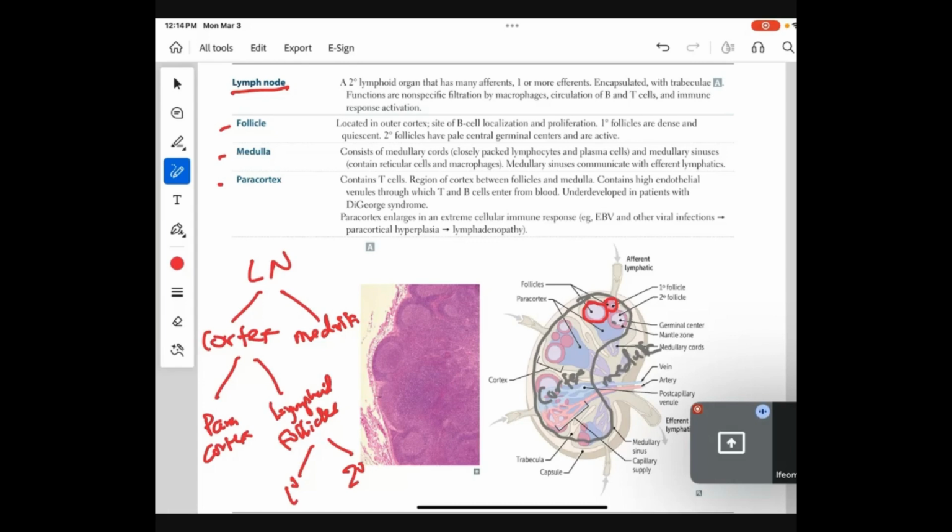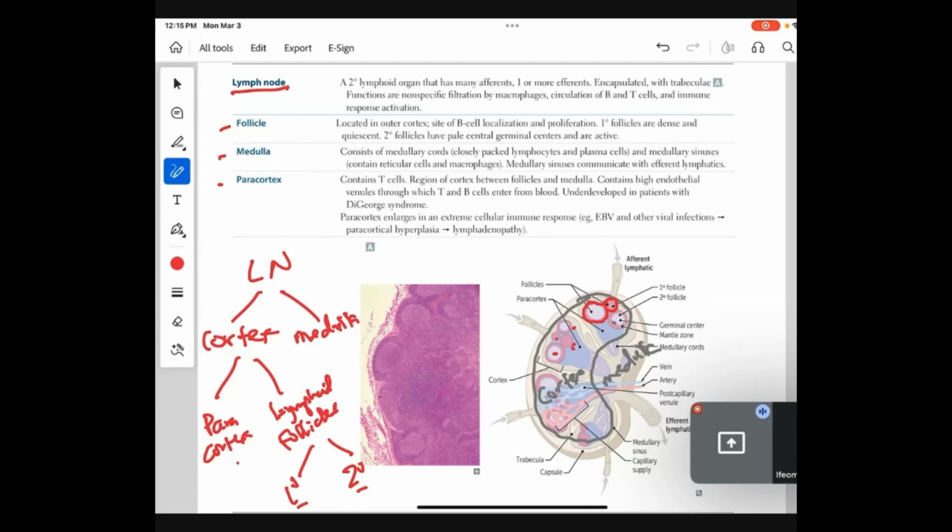So what's different between the primary and the secondary follicles? The primary follicle is dense, while the secondary follicle has a pale center, as you can see here. You can imagine the secondary follicle like a hard-boiled egg that you cut into two. The yolk is the yellow part, and it's surrounded by the white. So the secondary follicle has a pale center and is bigger than the primary follicle.